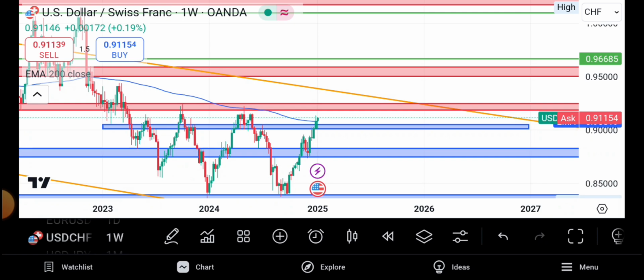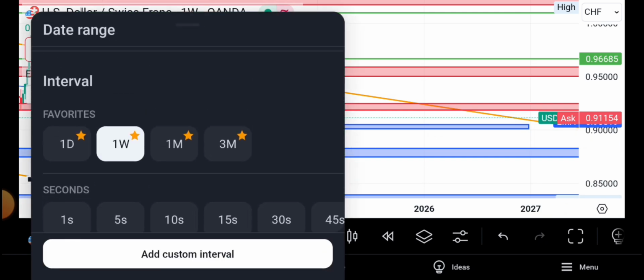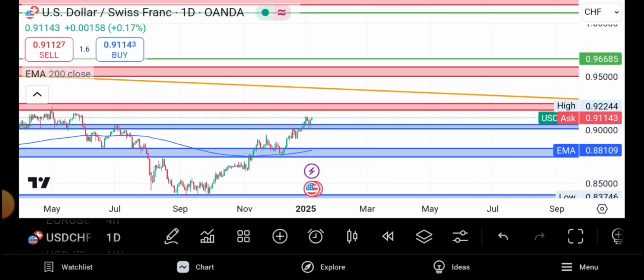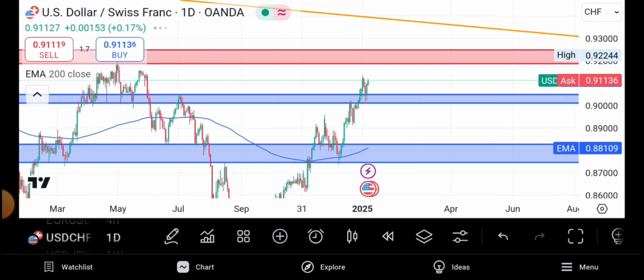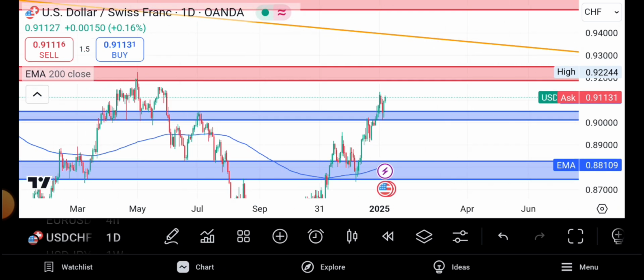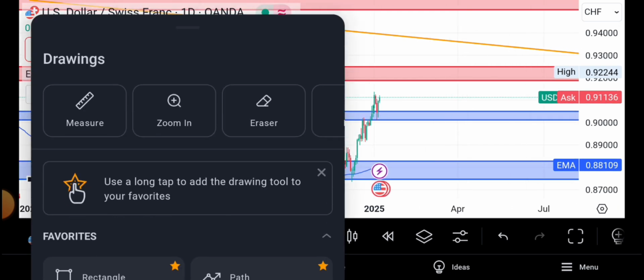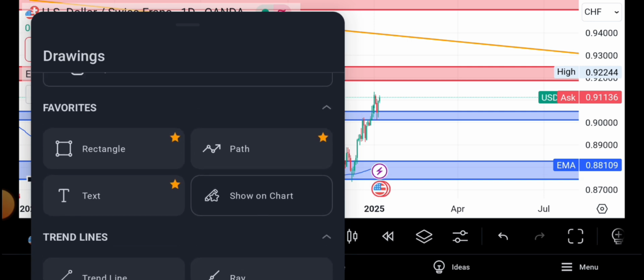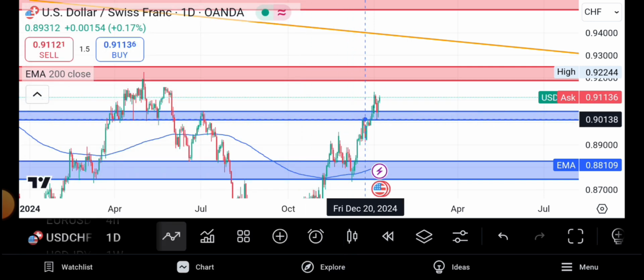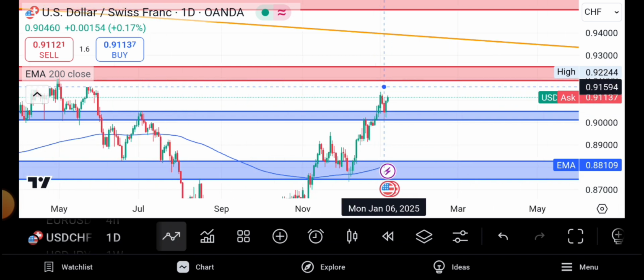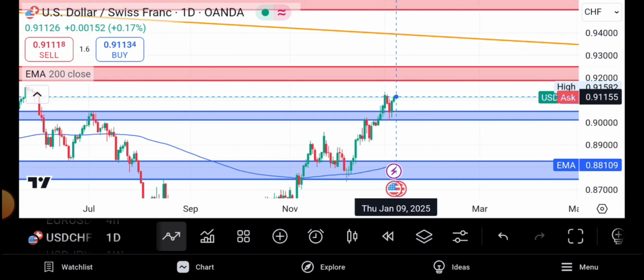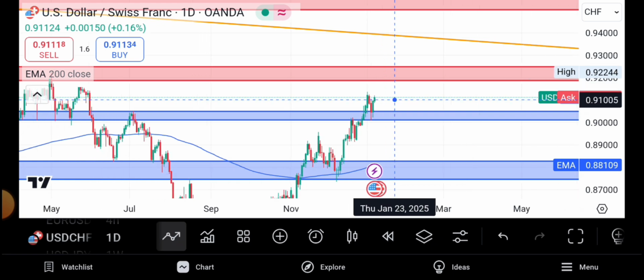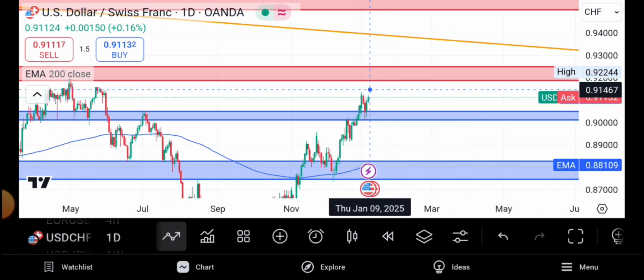So let us go to the daily time frame. You can see in the daily time frame, without even struggling so much, all of us can see the zone that we drew in the weekly time frame. They have used this zone as a support to put the market above. So in the daily time frame, we can still buy up to here.